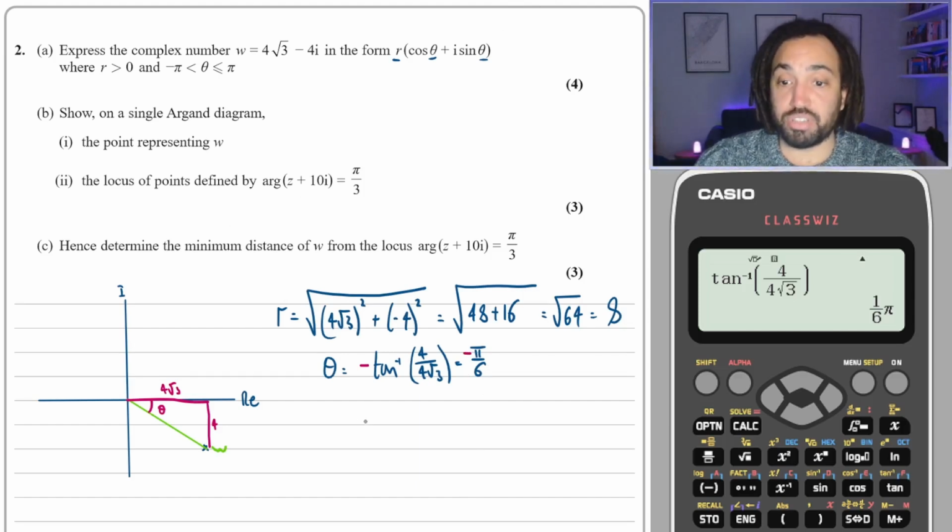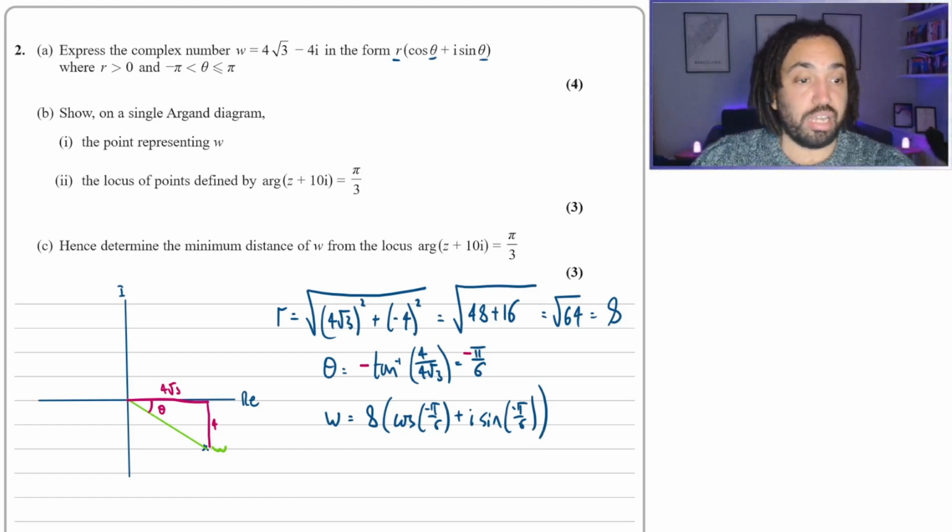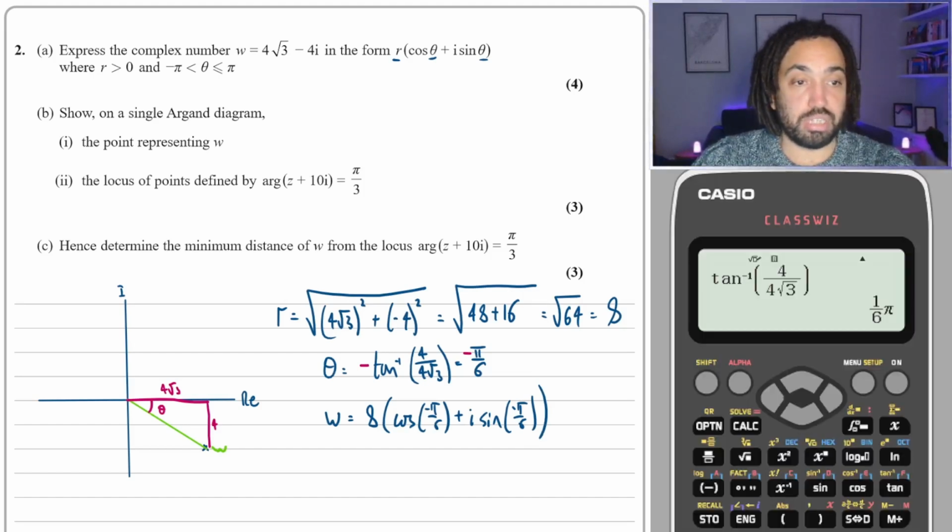But anyway, it asked me for W in that particular form, so I need to write it out in that form. So W is 8 cos of minus pi over 6 plus i sine of minus pi over 6. Done. Okay, whoops, get that calculator back. I'm going to need you in a minute.